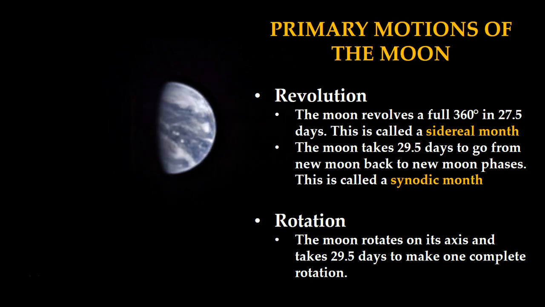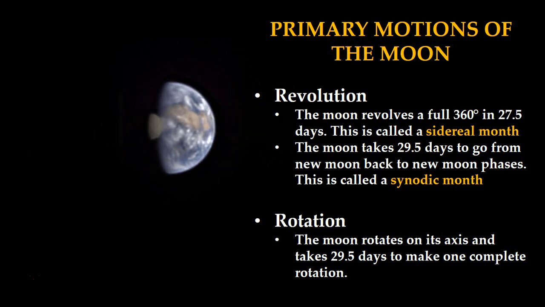For the moon to revolve a full 360 degrees, it actually takes 27.5 days. This is called a sidereal month. Okay, well, whenever the moon goes from phase to phase, in other words, like from a new moon phase back to a new moon phase, this takes 29.5 days, and this is called a synodic month. We're going to discuss in a second why we have those two different months, and why it takes two amounts of time, because we're not taking one motion into account.